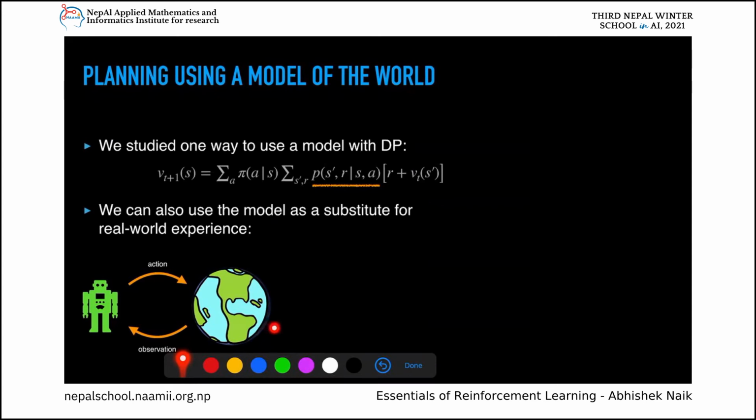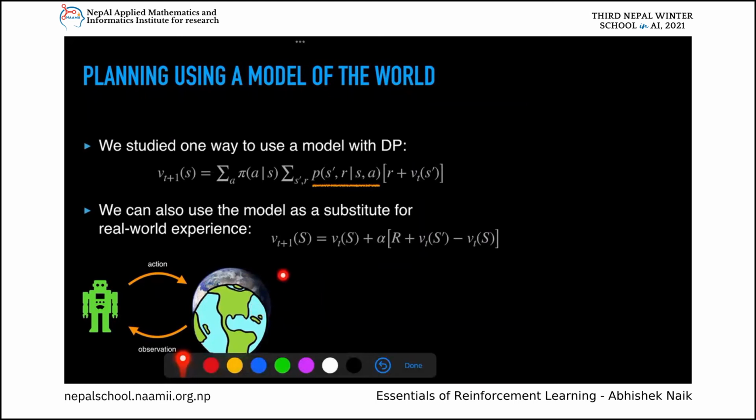Anyway, we can use the model of the world just as a substitute for real world experience and then make the usual TD-like updates. To make this update, the update doesn't know where these rewards and next states are coming from. It could have come from the real world, or it could have come from the model of the world. And so you can make the update from data that comes from either.